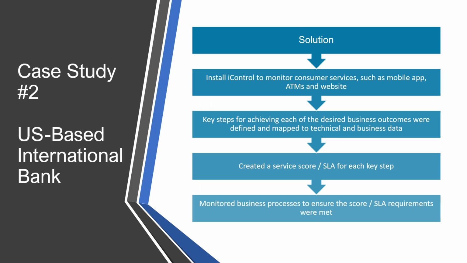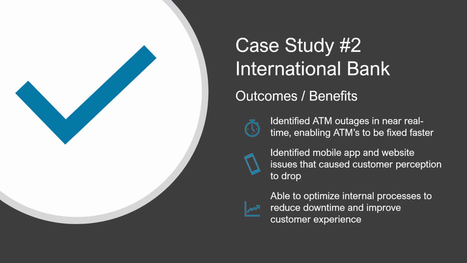So that's the mobile apps, ATM, website, etc. They created a service score or an SLA for each step within the process. And then they were able to monitor this and compare it against the SLA. So the end result was that they were able to identify ATM outages in near real time. They were able to identify mobile app and website issues that caused customer perception problems. And they were able to improve their internal processes.